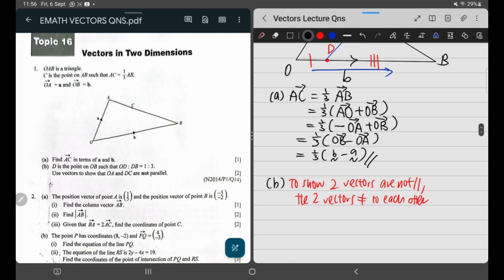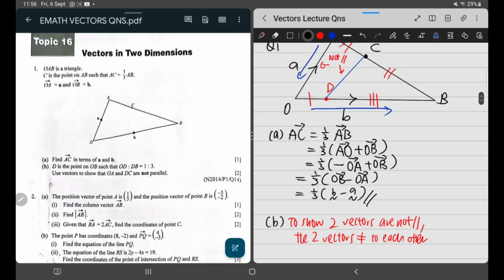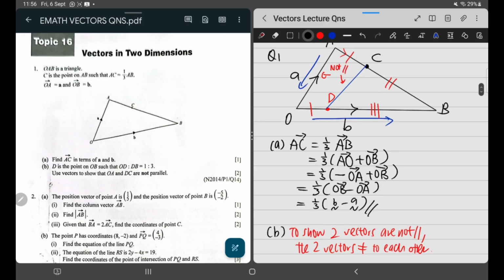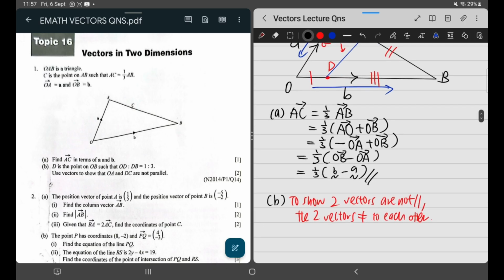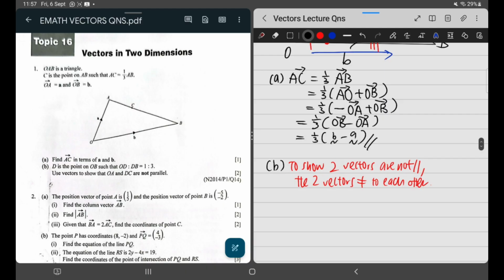So therefore, we can say that first thing, let's find out what is DC, right? So now we know what is OA, OA is A. So now all we got to do is to find out what is DC. Then we try to express DC as OA, and then we realize that we cannot, and therefore it is not parallel to each other. So let's find what is DC first.